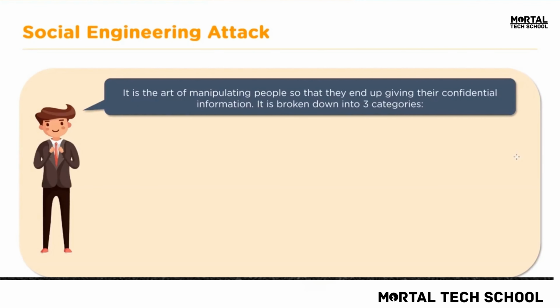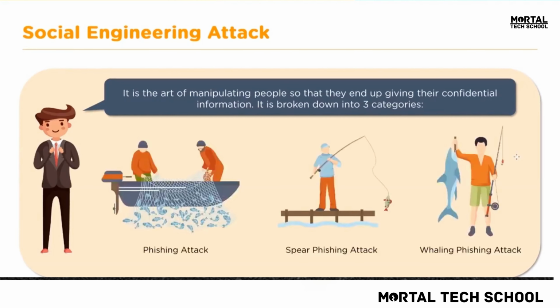Now, social engineering attacks can be broken down into three categories. First is a phishing attack. Don't worry about that figure over there. You're actually not going to go phishing. It's basically what is known as a phishing attack. Then there's a spear phishing attack, and then there's a whaling attack.